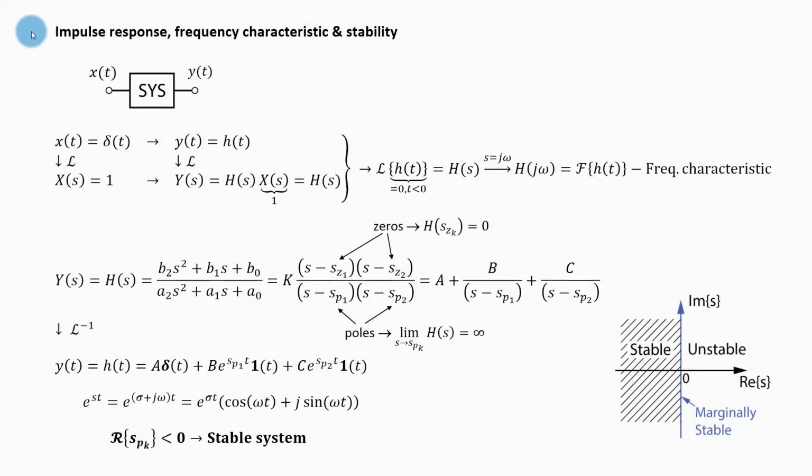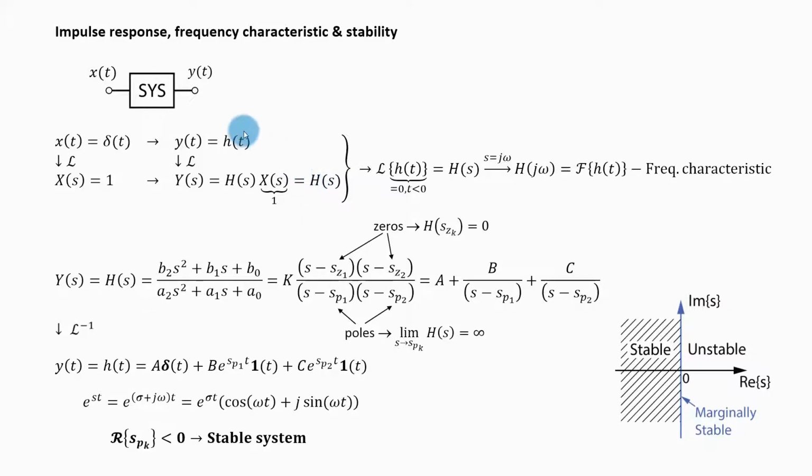Now a few words about the impulse response, frequency characteristic, and stability. If I want to find the impulse response of the system, then I need to feed it the Dirac delta function, and at the output I will get the impulse response. What does this look like in the Laplace domain? The Laplace image of the Dirac delta function is 1. The output will be given as the transfer function times the Laplace image of the input signal, which is 1, so the Laplace image of the output will be the same as the transfer function.